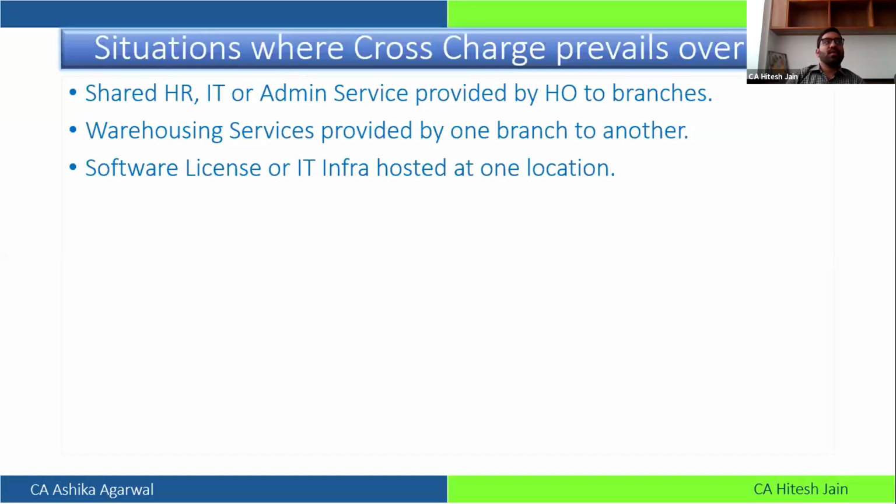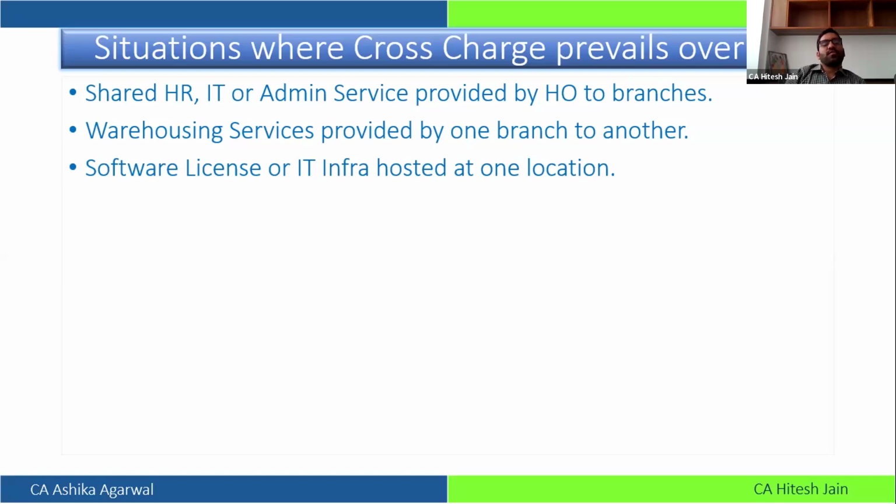Another important example is warehousing services provided by one branch to another. If some goods of the Karnataka branch are being stored at the Delhi branch and the Delhi branch has a warehouse, then the Delhi branch is providing warehousing services to the Karnataka branch. In that case, cross charge will be applicable.